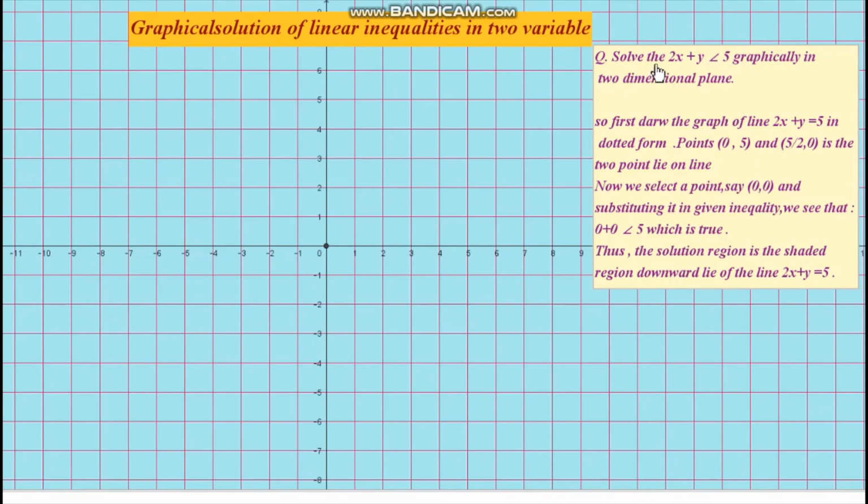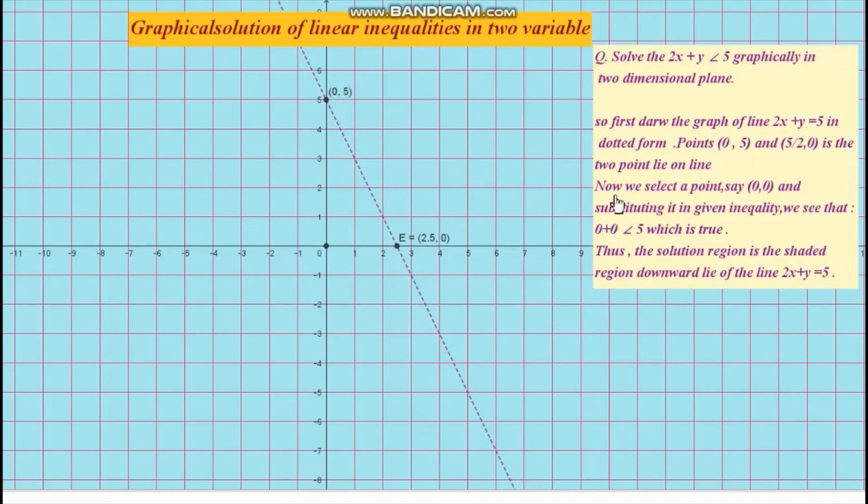Next question is, solve 2x plus y less than 5 graphically in the two-dimensional plane. First we draw the line 2x plus y equal to 5 in dotted form. The points (0, 5) and (5/2, 0) are the 2 points that lie on the line. If you put x is equal to 0, it gives y is equal to 5. If you put y equal to 0, it gives x is equal to 5 by 2. So these 2 points lie on the line. Hence this is the tracing of the line 2x plus y is equal to 5 in dotted form.